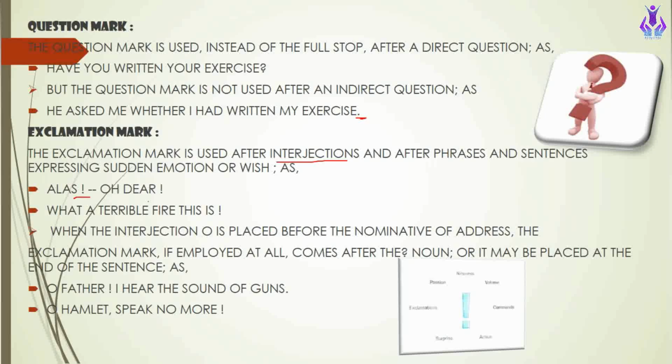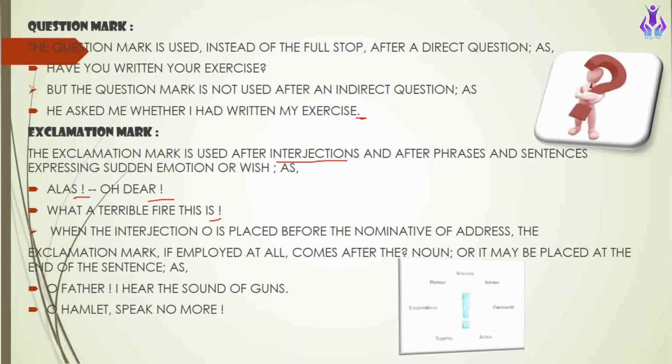So these are our exclamation mark and these are our interjections. What a terrible fire this is. When the interjection O is placed before the nominative of address, the exclamation mark, if employed at all, comes after the noun, or it may be placed at the end of a sentence.